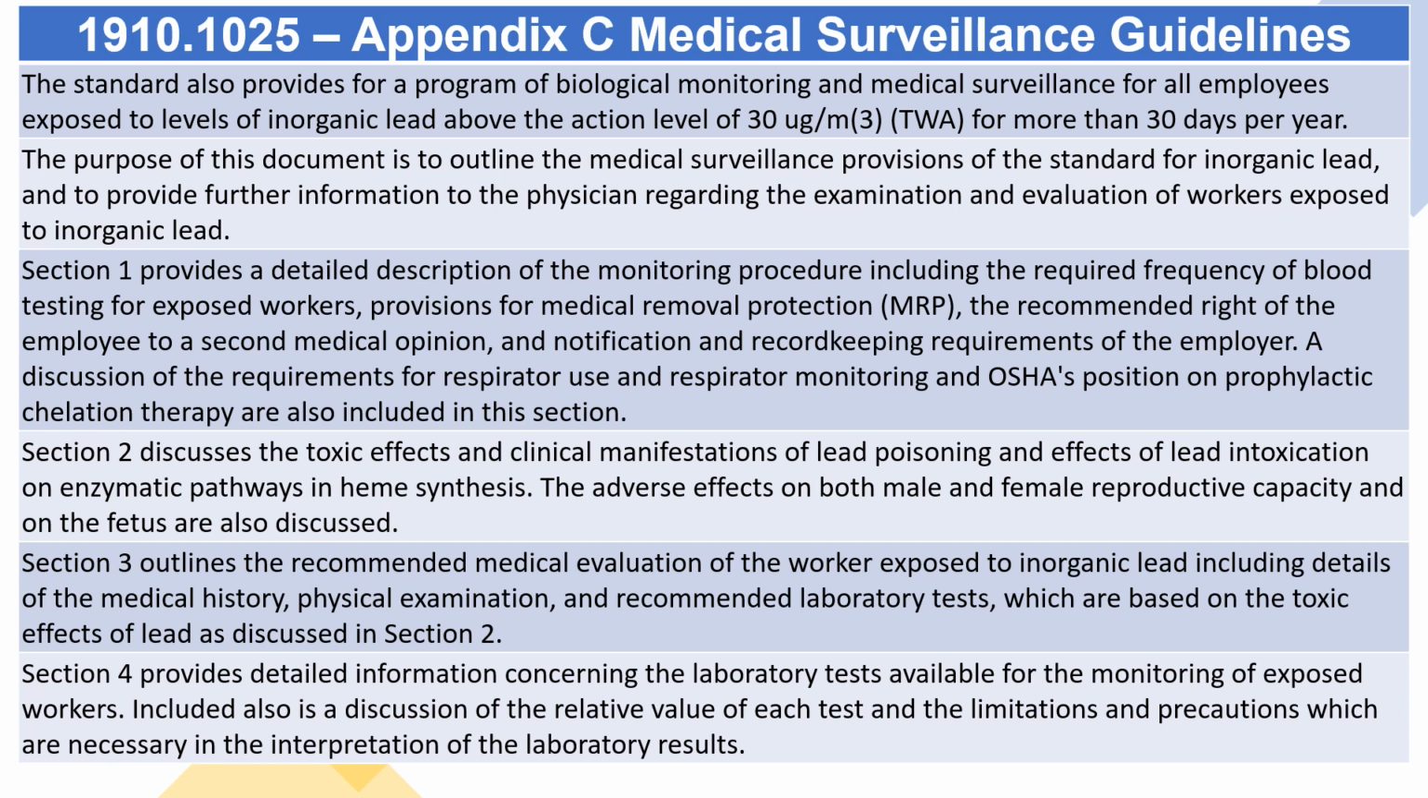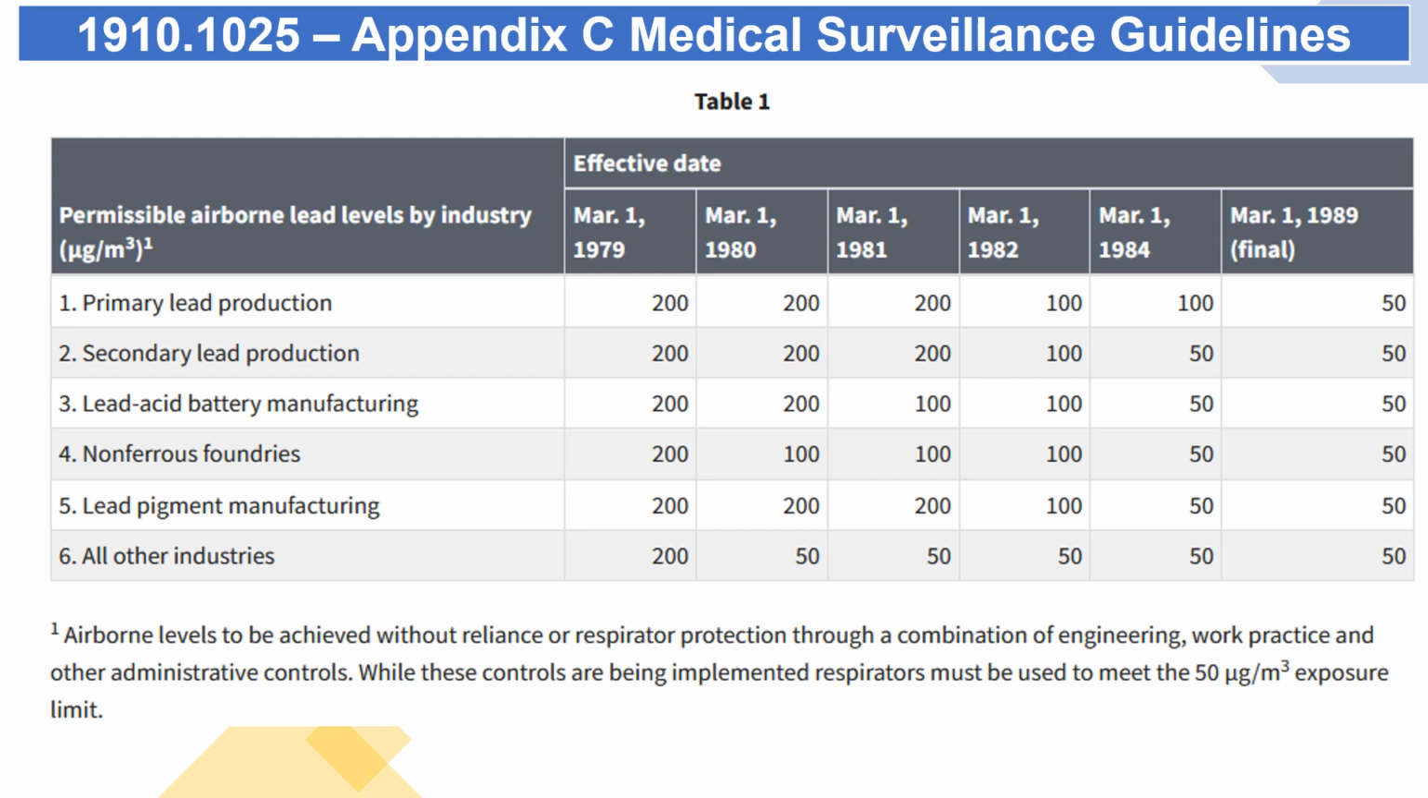Section 3 outlines the recommended medical evaluation of the worker exposed to inorganic lead, including details of the medical history, physical examination, and recommended laboratory tests, which are based on the toxic effects of lead as discussed in Section 2. Section 4 provides detailed information concerning the laboratory tests available for the monitoring of exposed workers. Included also is a discussion of the relative value of each test and the limitations and precautions which are necessary in the interpretation of the laboratory results. All industries must comply with the 50 micrograms per cubic meter permissible exposure for airborne lead levels.